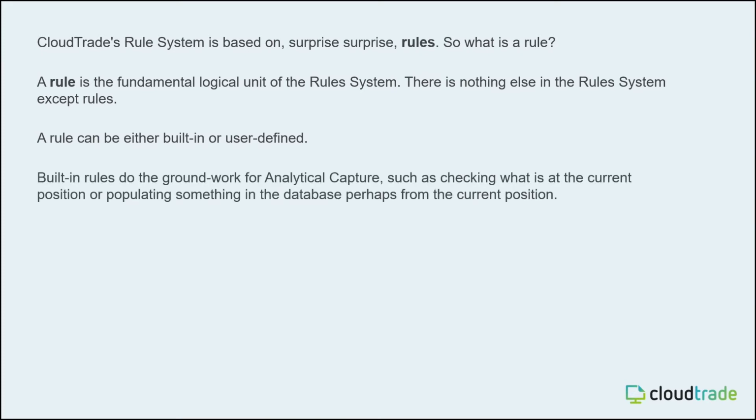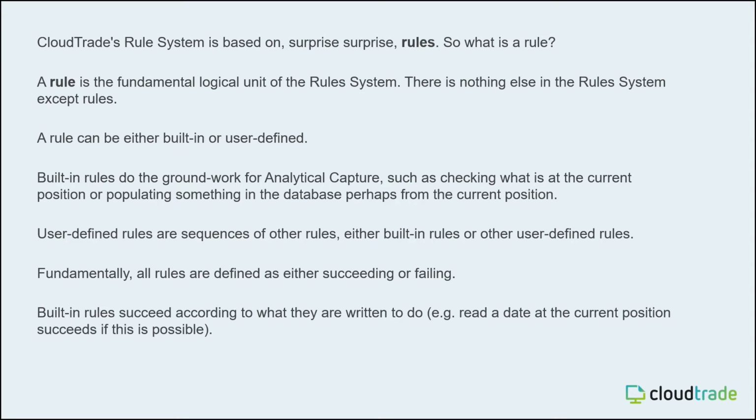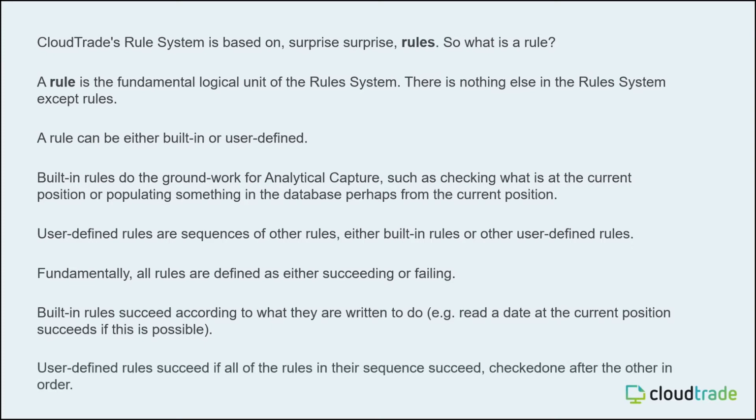Built-in rules do the groundwork for analytical capture, such as checking what's at the current position or populating something in the database from the current position, say. User-defined rules are actually sequences of other rules, either built-in rules or other user-defined rules. Fundamentally, all rules are defined as either succeeding or failing. Built-in rules succeed according to what they're written to do, i.e. read data at the current position succeeds if it can do so. User-defined rules succeed if all of the rules in their sequence succeed as well, checked one after the other in order.